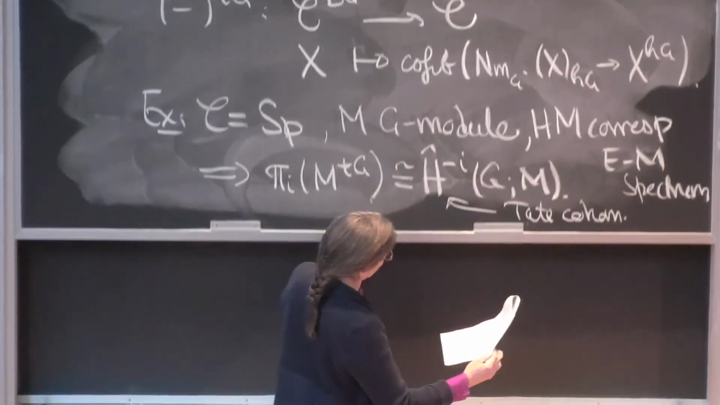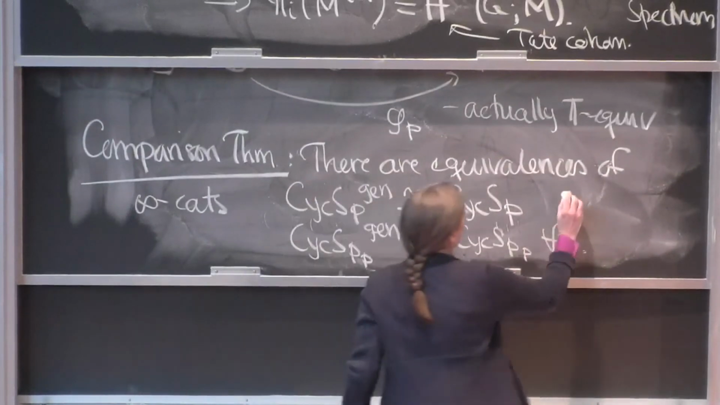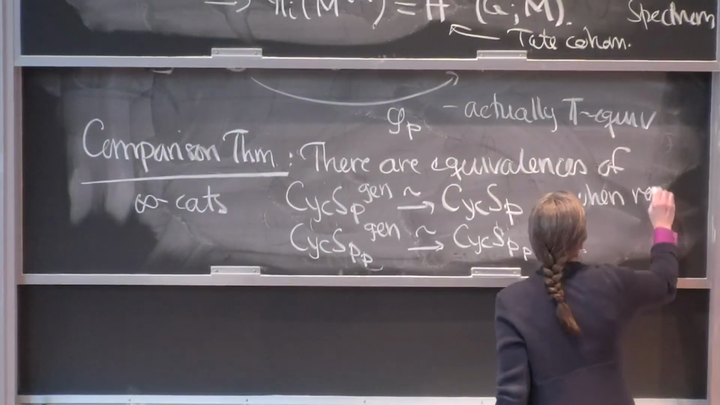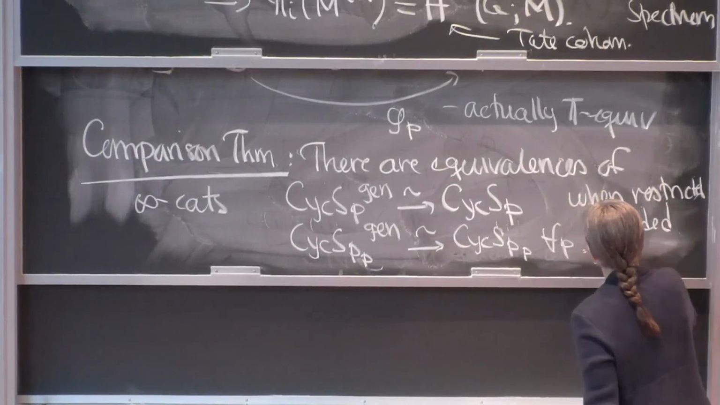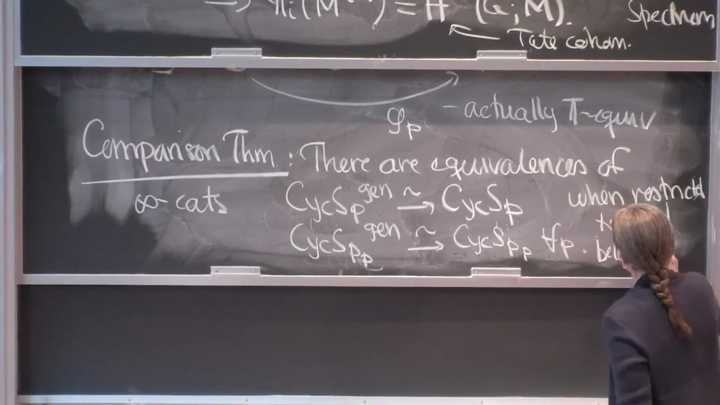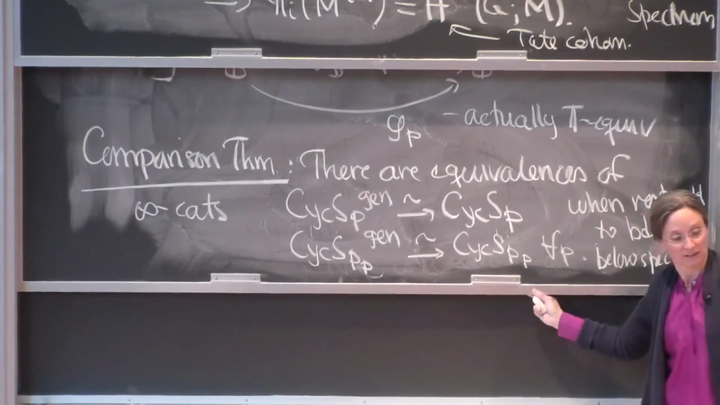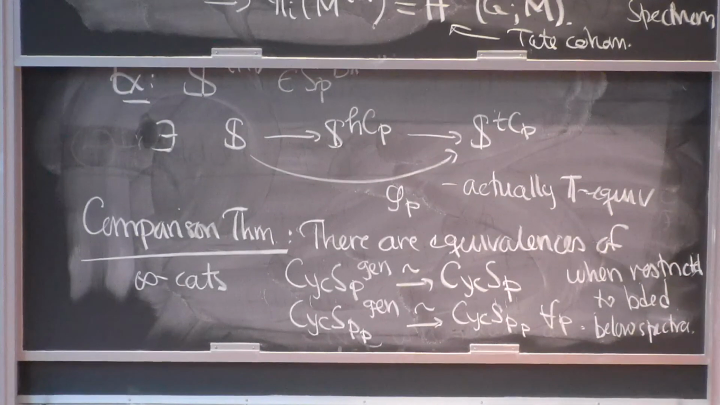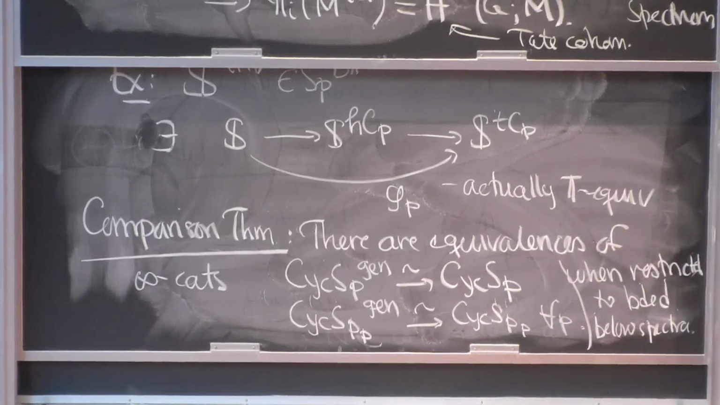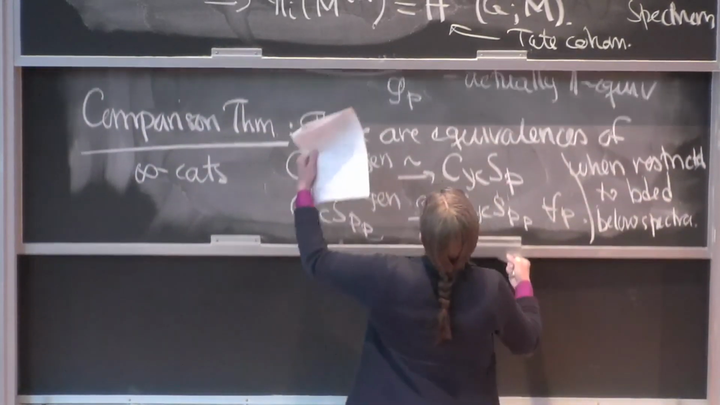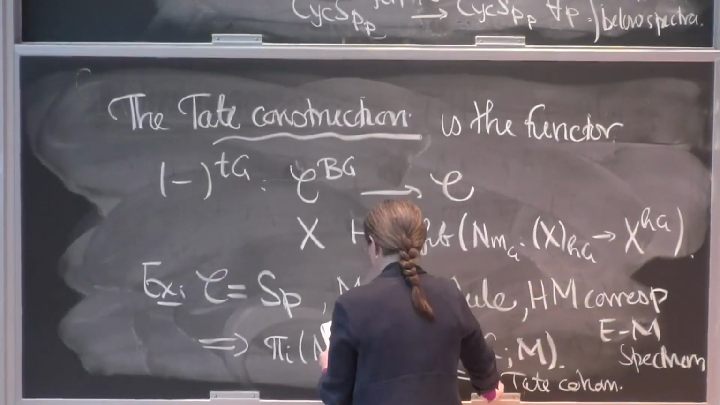Oh, sorry, whoops. There's a caveat here. When restricted to bounded below spectra. Bounded below means that the homotopy groups are bounded below. Below a certain point, all the homotopy groups are 0. But once you restrict to bounded below spectra, you get an equivalence. Okay.